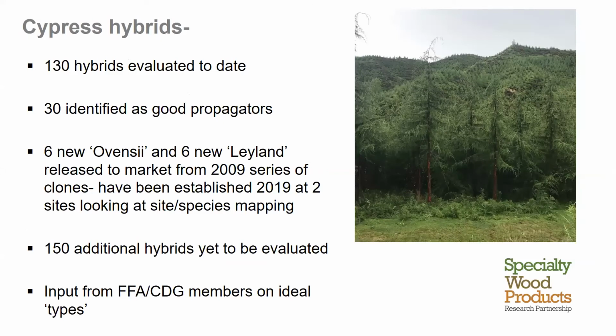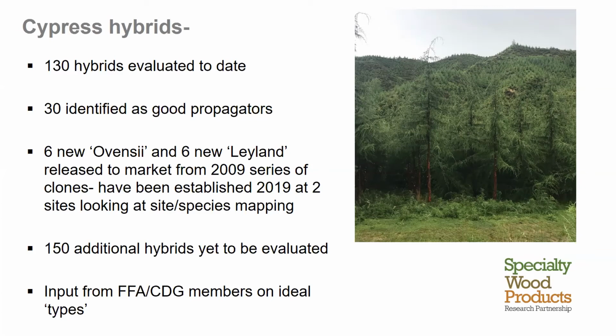30 from the first round were identified as being good propagators. They were easy to root. And from within those 30, we released to the market 6 new Avenzii types and 6 new Leyland types. And we've been establishing those lastly into 2019 at sites to look at site species mapping. Is there any G by E happening?